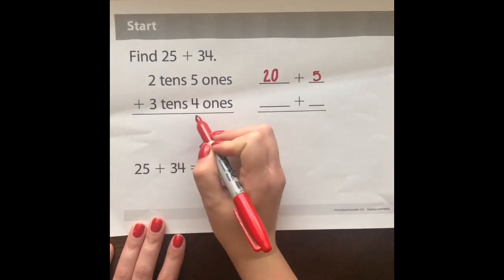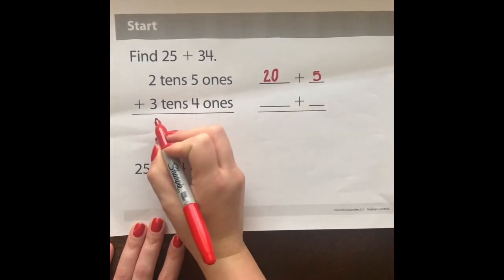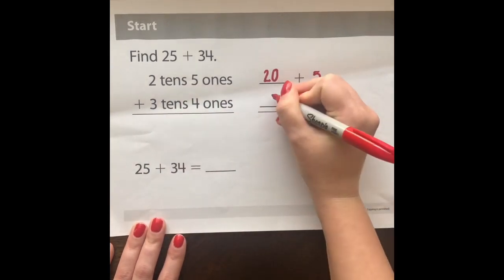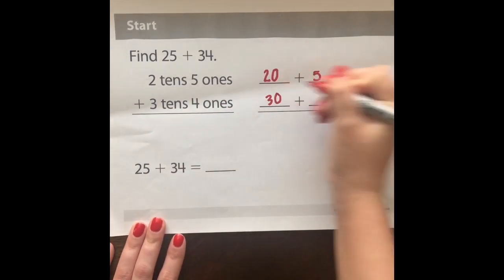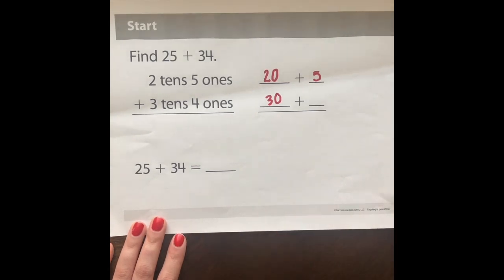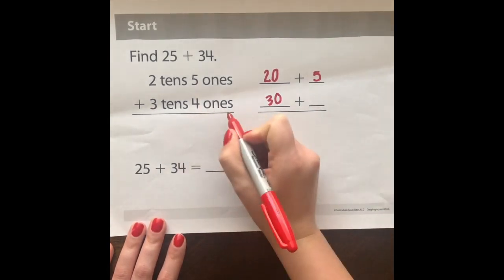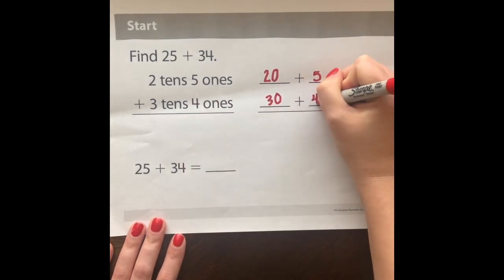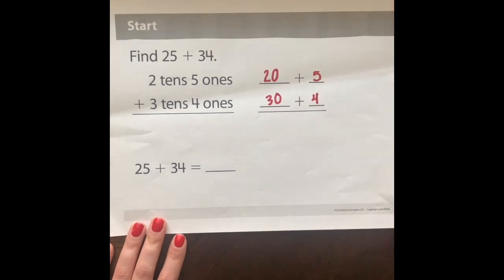Plus 3 tens, 4 ones. When we look at 3 tens, we know that it looks like this written as a number, the number 30. 3 tens is the same as 30. And our 4 ones we can just add right here. That's what that looks like, just the number 4. So now it's much easier to add, boys and girls.